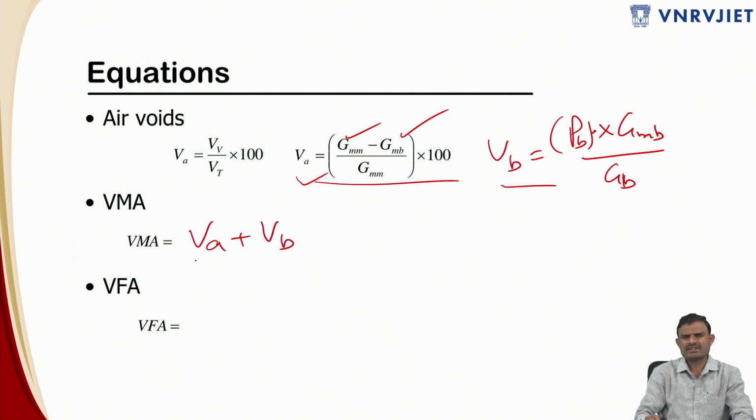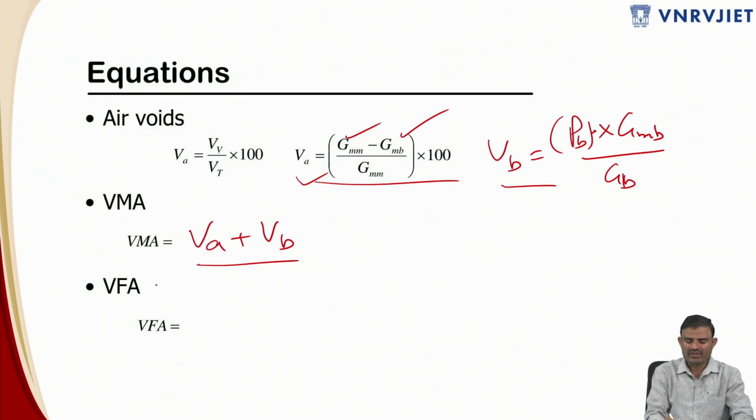Again, there are different ways of calculating VMA if you go in a much deeper manner. You have to go for the calculation of effective specific gravity of the aggregate, and that has to be incorporated over here. At the UG level, we are not going much deeper. We just easily calculate the volume of air voids, VA, and the volume of the bitumen, VB. Once you get these, you add both of them and you'll get VMA.